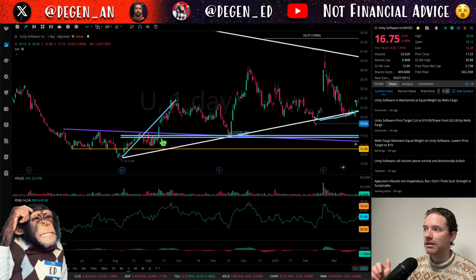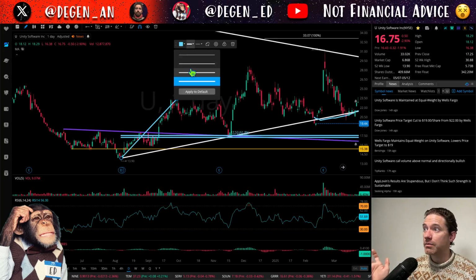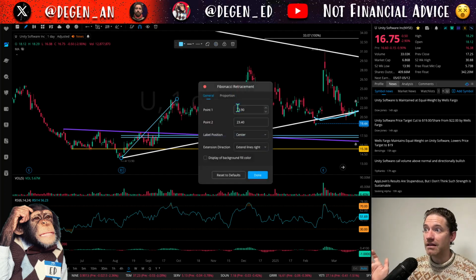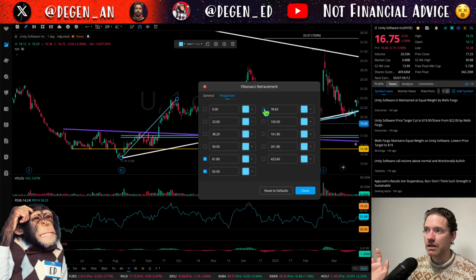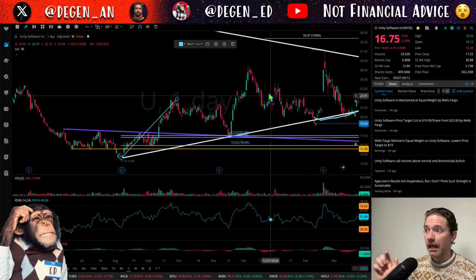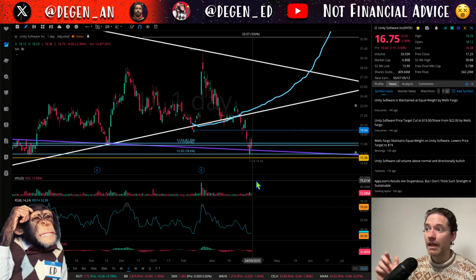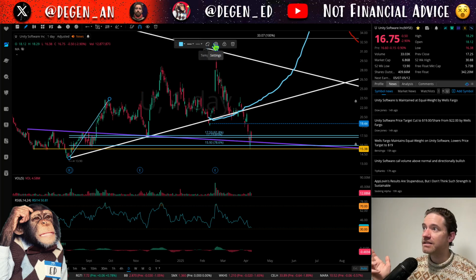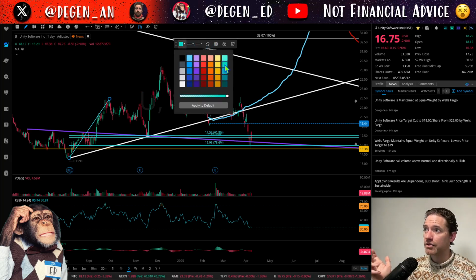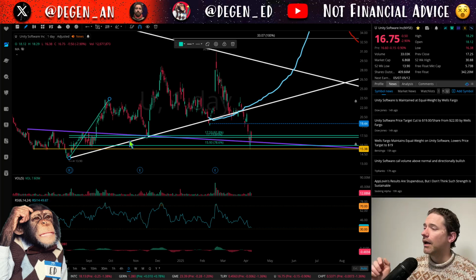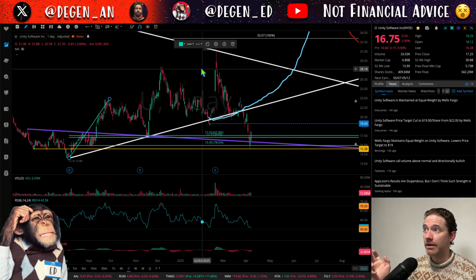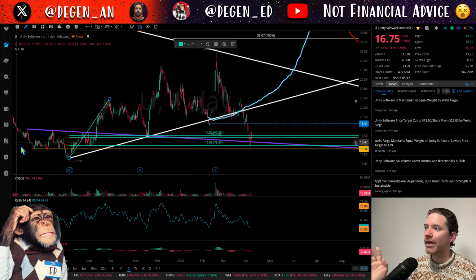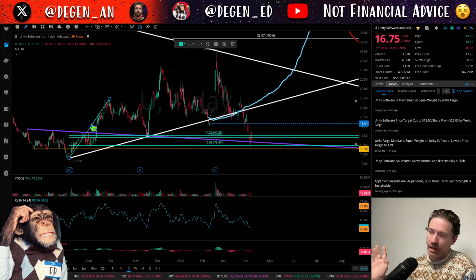Let's see, I might want to make these lines less thick and add the .786 just to see where that's at. And yes, we did test that level, so maybe that's a dip buy level. I'm just going to make that retracement green. But I might actually just want to delete the whole thing because that's totally a thing of the past.